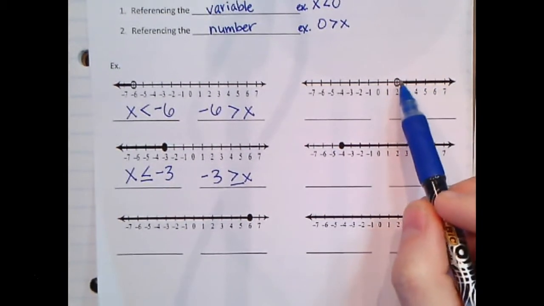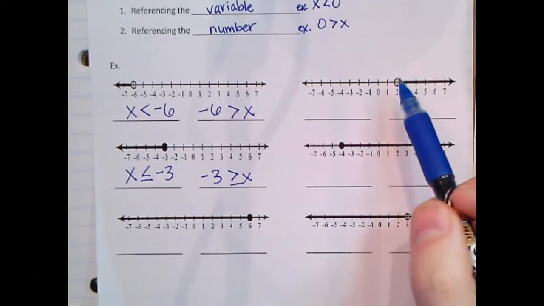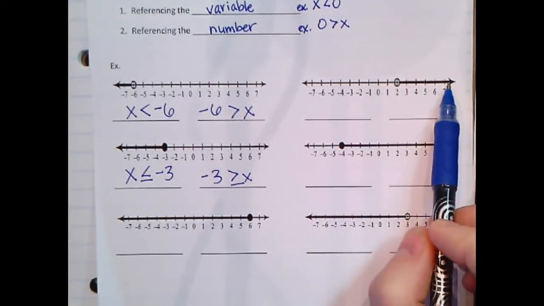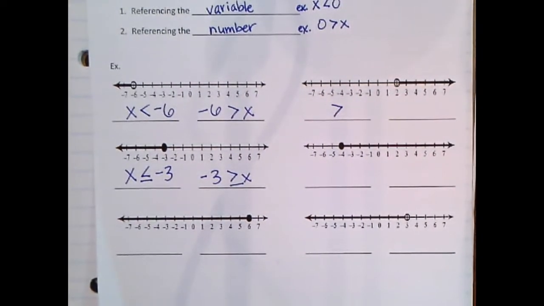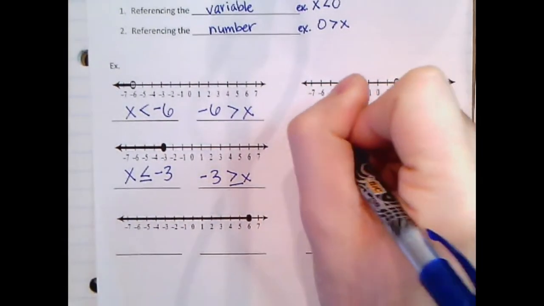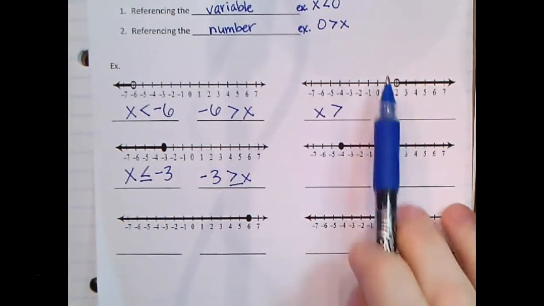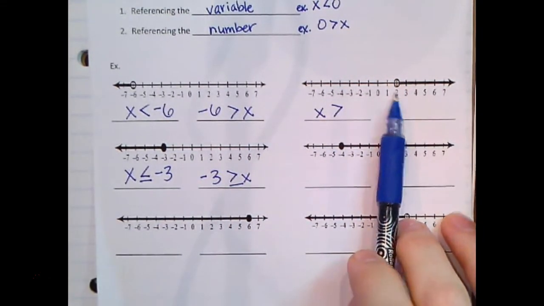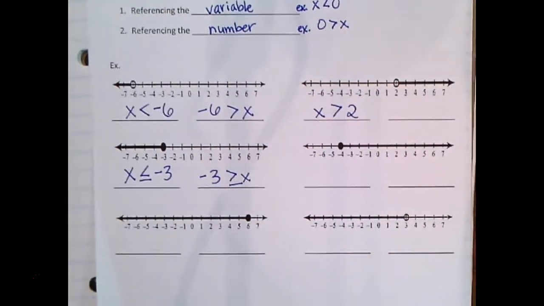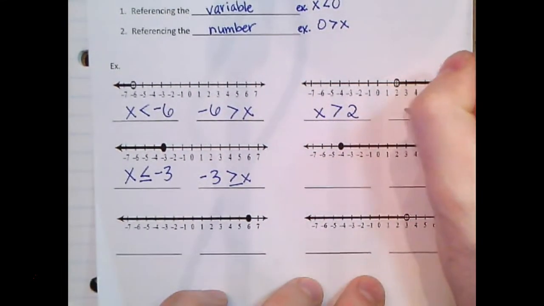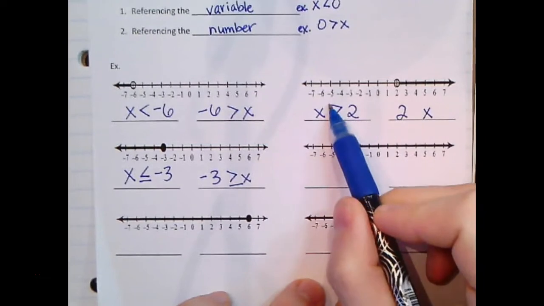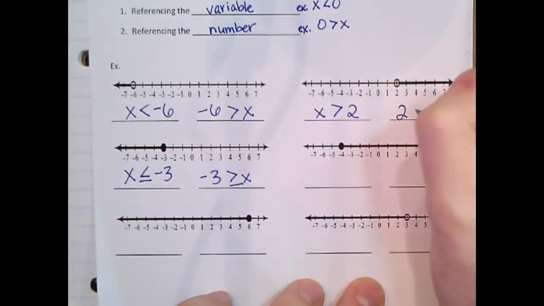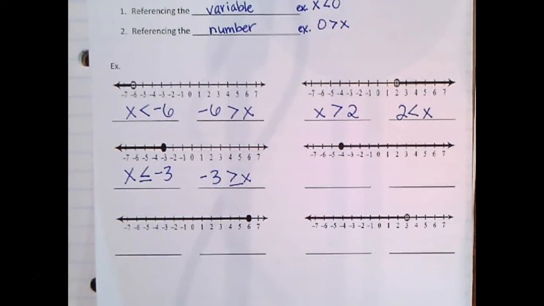So take a look at this. Open circle, which tells me there's no equal to part, and the arrow goes to the right, which means that it is greater than. And then I'm going to put an x in there, and we look at where it's greater than, and it's greater than 2. So x is greater than 2. And then to write it the other way, referencing it by the number, I just flip the order of the 2 and the x. My symbol is pointing at the 2, so when I rewrite it, it also has to point at the 2.